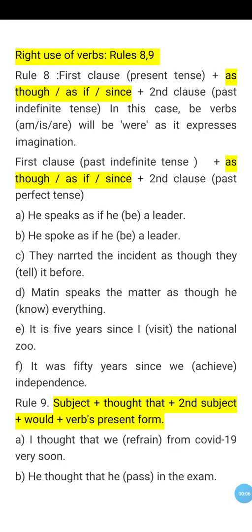Today I will talk about right use of verbs, two rules: 8 and 9. You know, in my previous classes I talked about rules 1 to 7. Okay, now let's start. Rule 8.